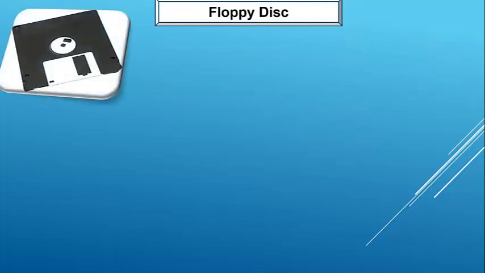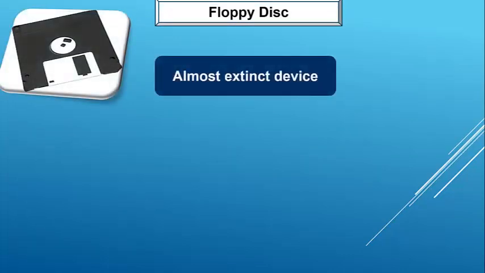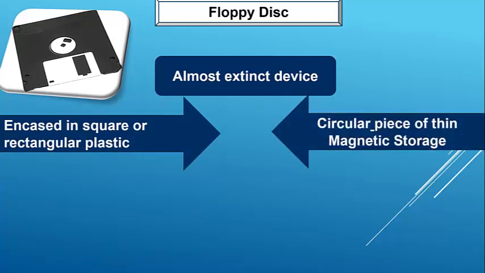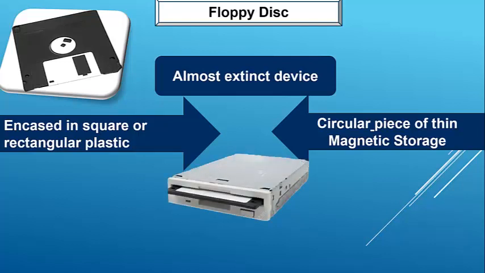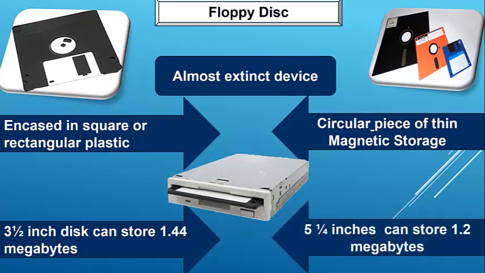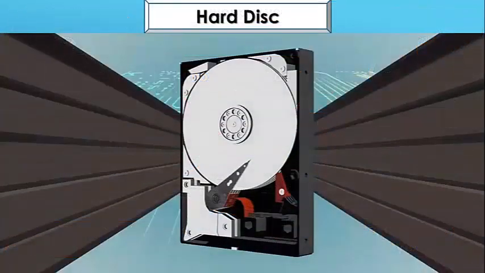So first in the row is the floppy disk. It is an old storage technology that is made up of a circular piece of thin, flexible magnetic storage medium, encased in a square or rectangular plastic wallet. It can also be used for transferring data. Floppy disks store much less data than a CD-ROM disk or USB flash drive. A normal 3.5-inch disk can store 1.44 megabytes of data, and a 5.25-inch disk can store 1.2 megabytes of data.